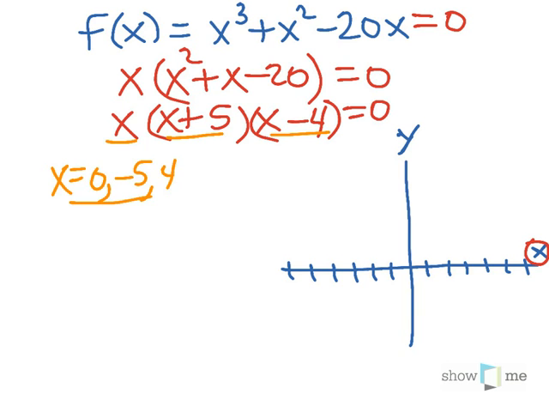Now, these numbers right here mean something on a graph. Those are places where it touches or crosses the x-axis. So let's label those. I've got 0 right here, 1, 2, 3, 4, 5. So negative 5 and positive 4. Okay. So I know it's going to touch or cross at both places. Now there's some other things I know too.